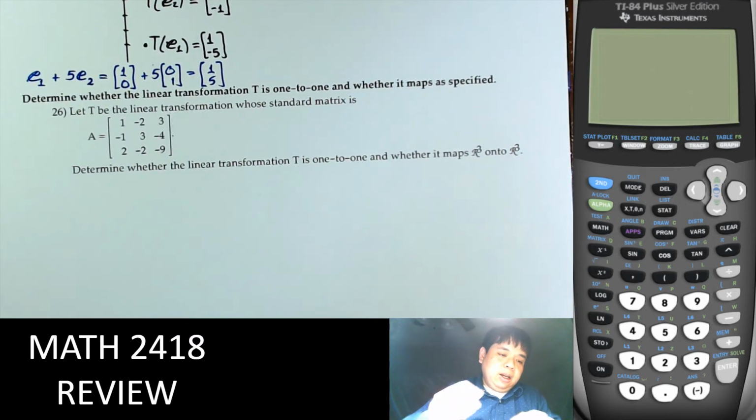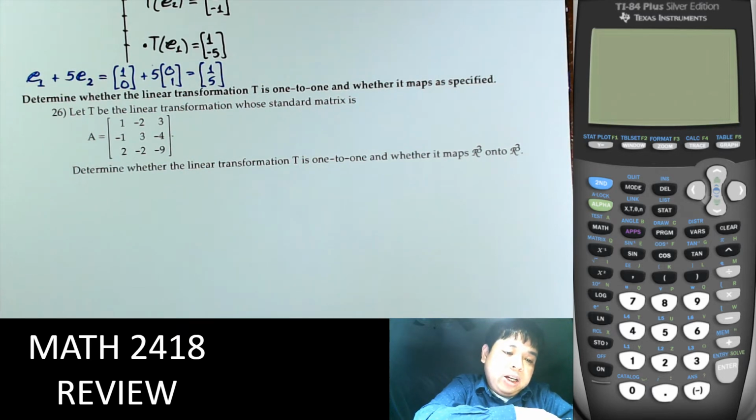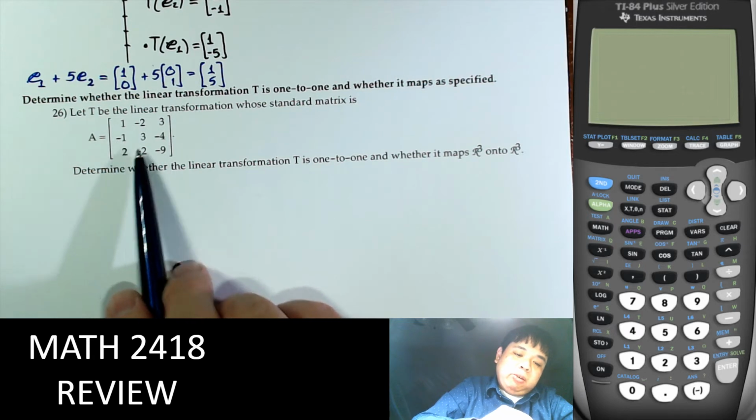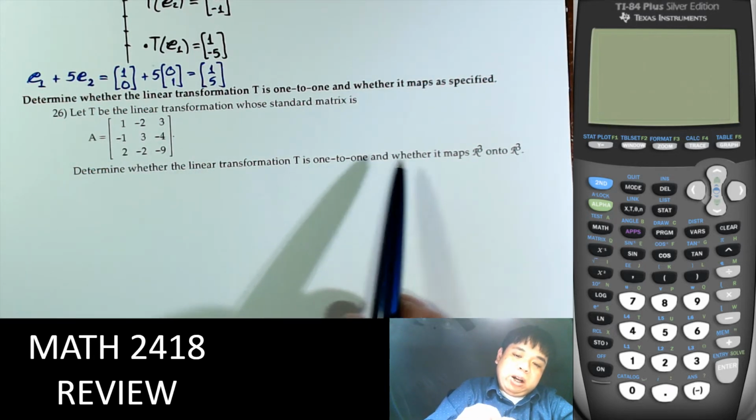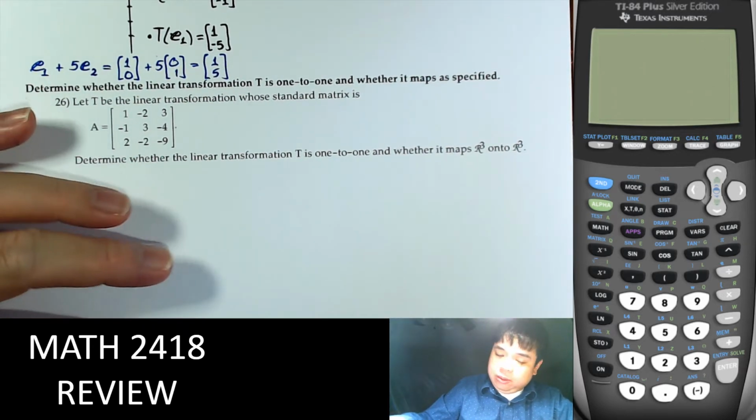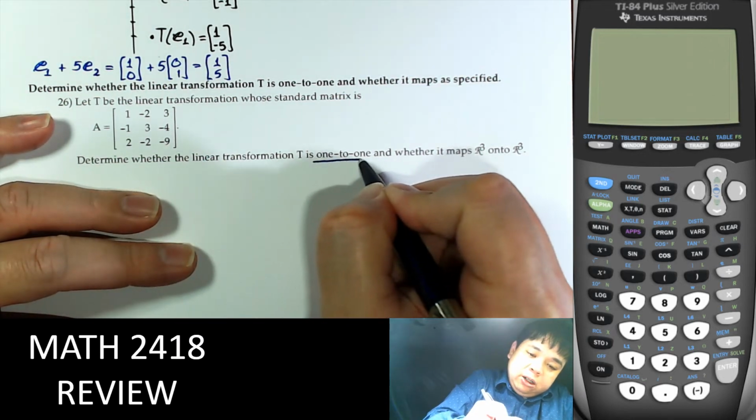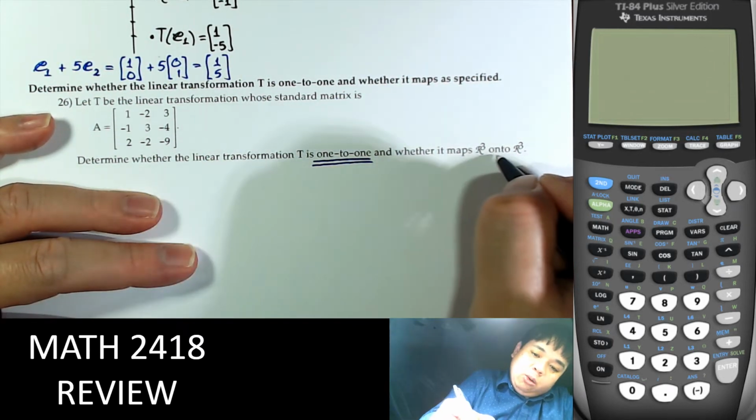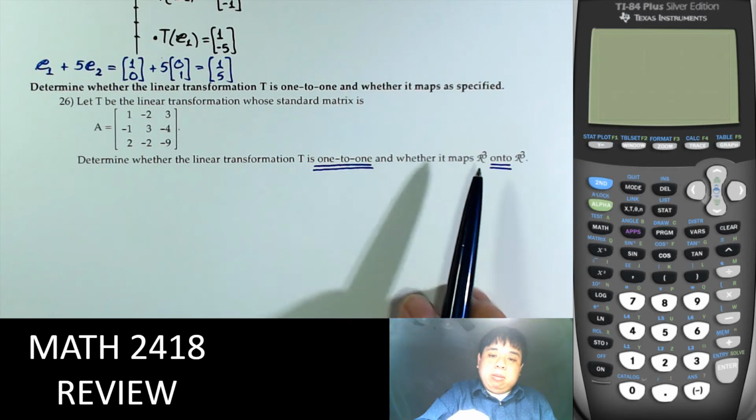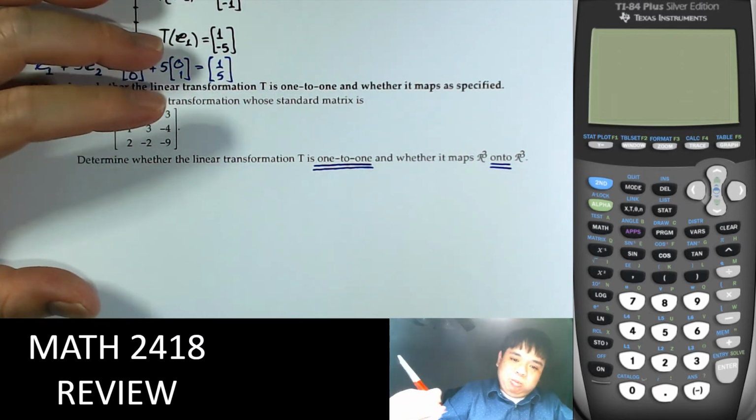Right, next, determine whether the linear transformation T is 1 to 1 and whether it maps onto R3. So we have this transformation, whether the linear transformation is 1 to 1 and whether it maps onto R3. Right, so there are two concepts here. The first one is 1 to 1. The second one is onto. Now just to review the concept here.